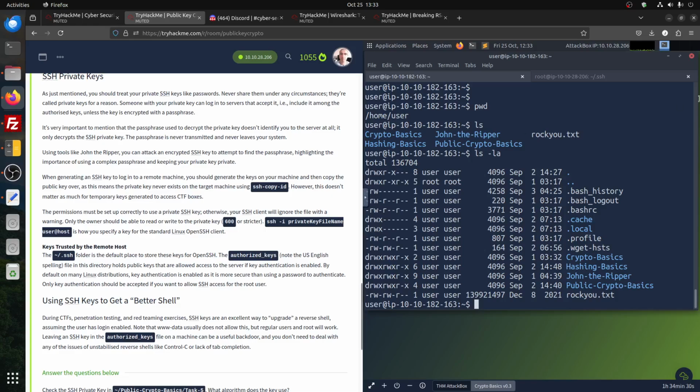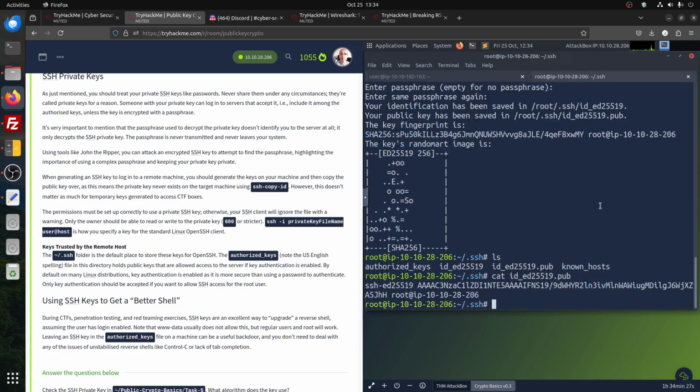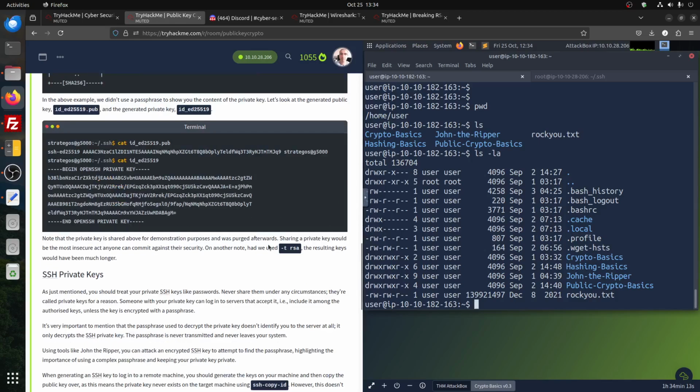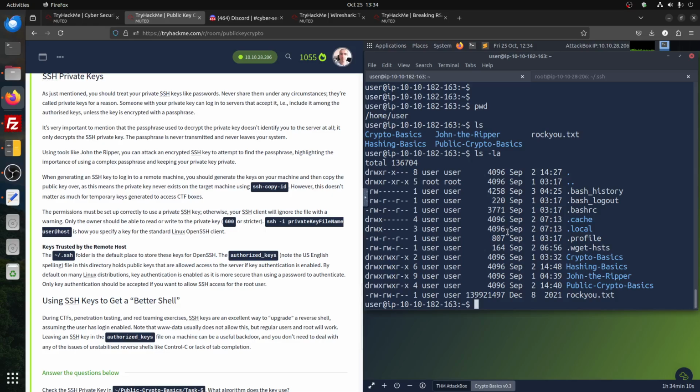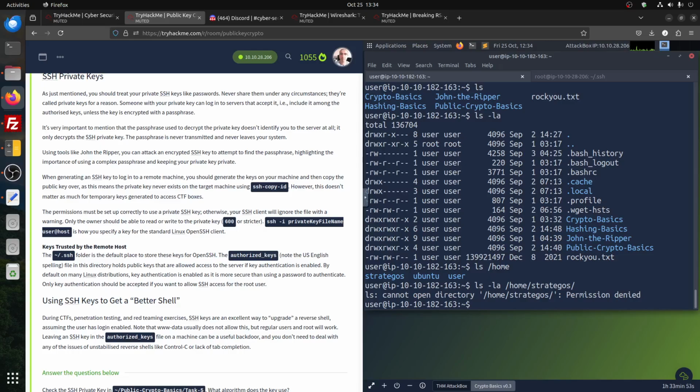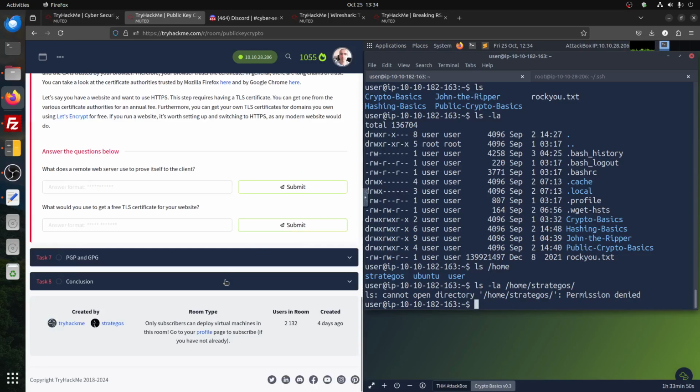Usually what you do is copy this. For example, when I generate a public key, I can copy it from here and then add it to the known_hosts file. So I'm not sure why this known_hosts file doesn't exist here, even though I SSH to it. Who else do we have in this room? We have user, ls home strangers. Let's see. ls -la, permission denied. Yay. Okay, we'll see if we come back to this story.